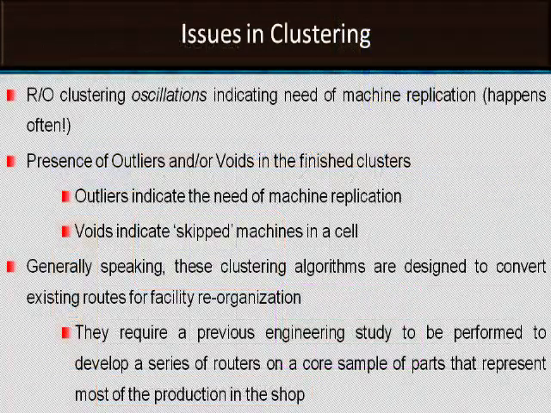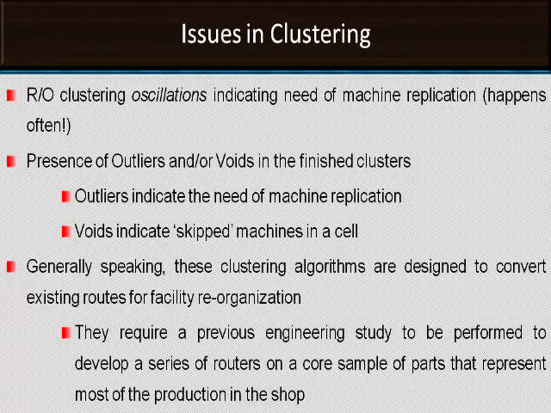Rank order clustering oscillations indicate the need for machine replications. Sometimes you will get in the matrix one element which belongs to both clusters, that is oscillations, which indicates that particular machine belongs to both family 1 as well as family 2. It can be avoided by replicating the machines.